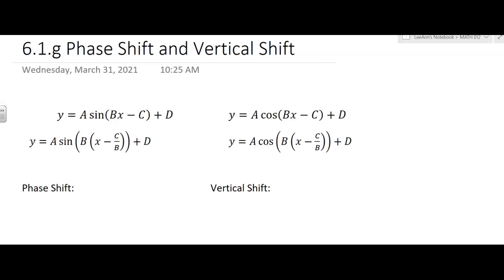Okay, so now we're going to talk about phase shift and vertical shift. So we have our two forms for sine and cosine. That's what we were working with before. And then you'll notice a different form underneath here. Sometimes it's more helpful to have it in that form, and it has to do with the phase shift.